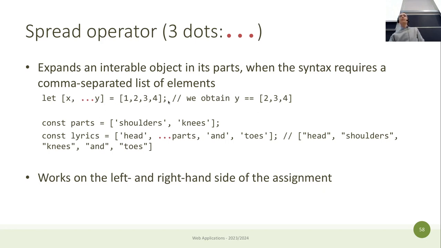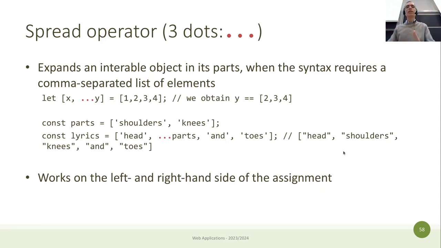It takes all the other values. So y will be 2, 3, 4. It will be an array with all the rest of the values. And vice versa: you want to take an array and spread it as single elements in another array or in some places. Three dots and the variable that contains the reference to the array. Okay? You need to get used to this way of writing code.